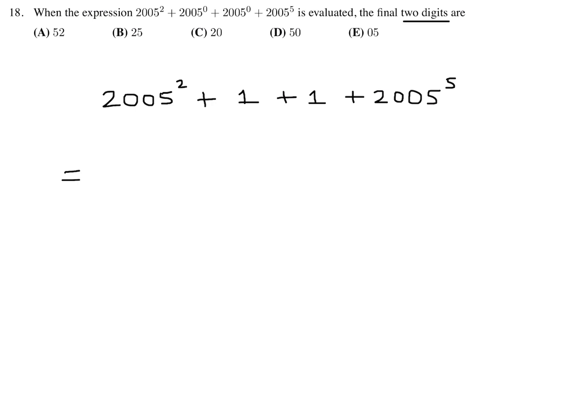Well, 2005 to the power of 2, most calculators will be able to figure that out. I don't think that will be a problem. Now, 2005 to the power of 2, I'll just write it here on the side, because what I'm hoping for is that there's going to be some sort of a pattern.